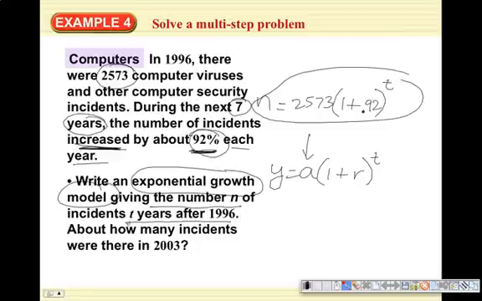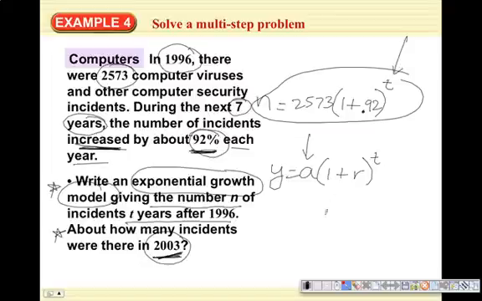How many incidents were there in 2003? That's part 2. See, this is part 1, which we did. Part 2, how many incidents were there in 2003? Okay, well, look at this. 1996 to 2003. How many years is that? 1996 to 2003, that's 7 years. So that's where we put 7 in for t.